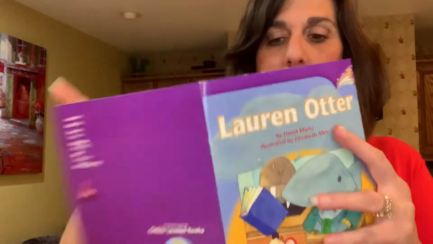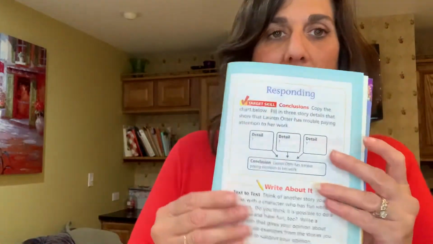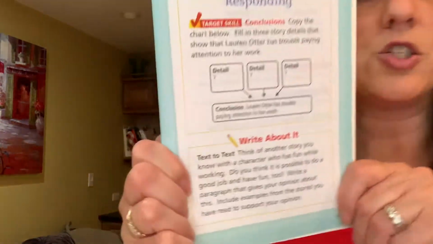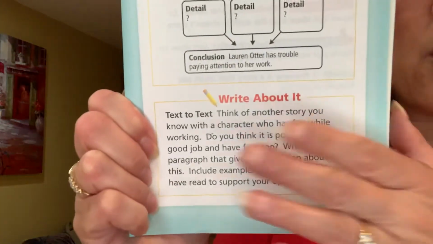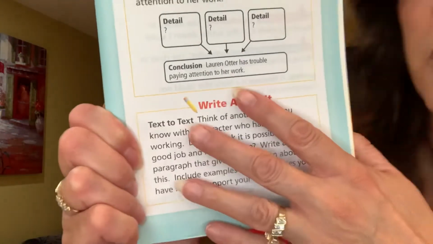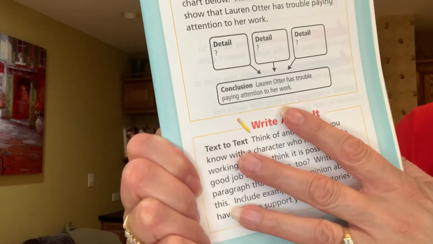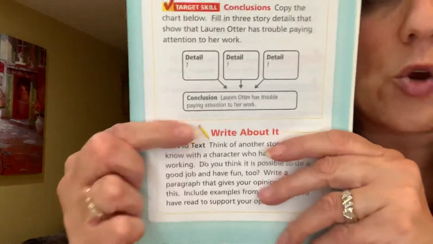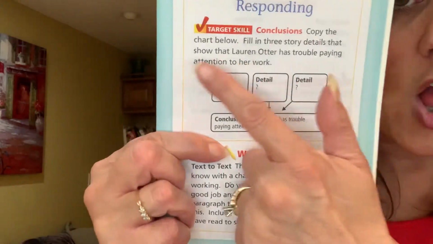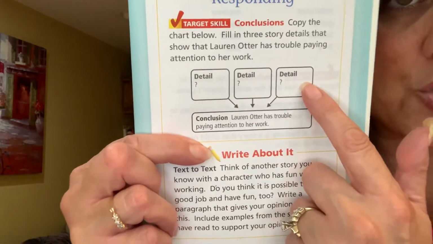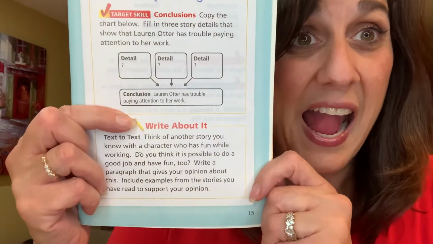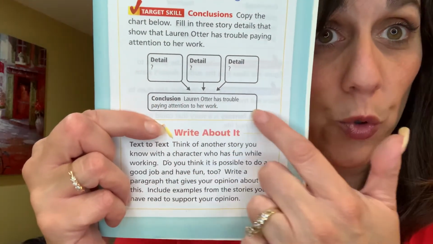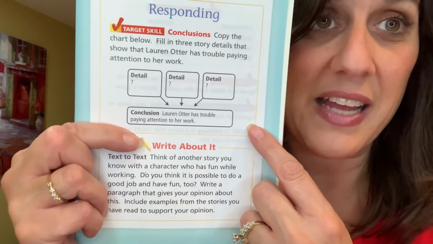So for example, the conclusion that we have today, it's right in the back of our leveled reader. On the back inside cover, we have this same chart. So the conclusion that we're going to come to is right here, that Lauren Otter has trouble paying attention to her work. So now you're going to come up with 3 details from the story, or 3 things that happened in the story that are going to prove she could not pay attention to her work.